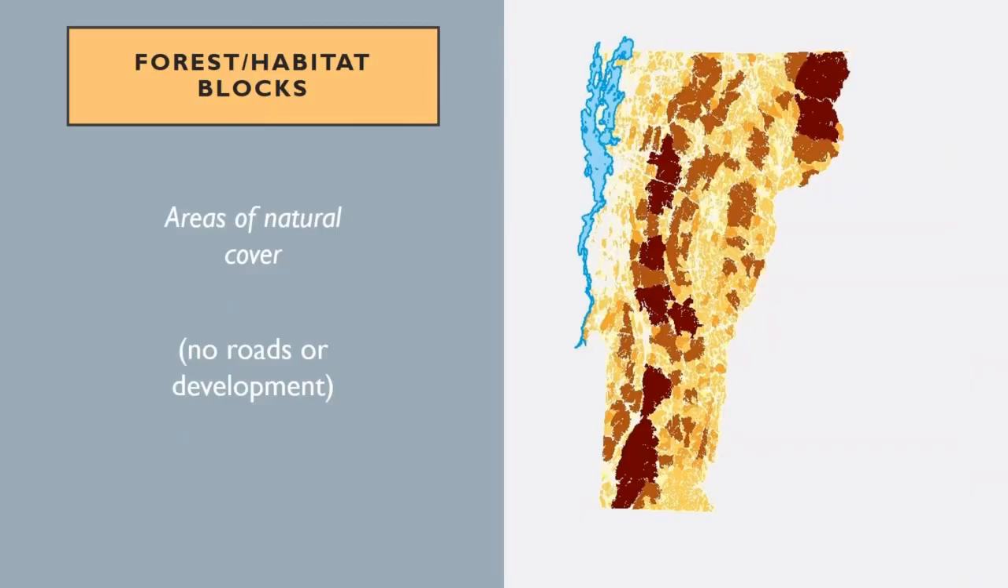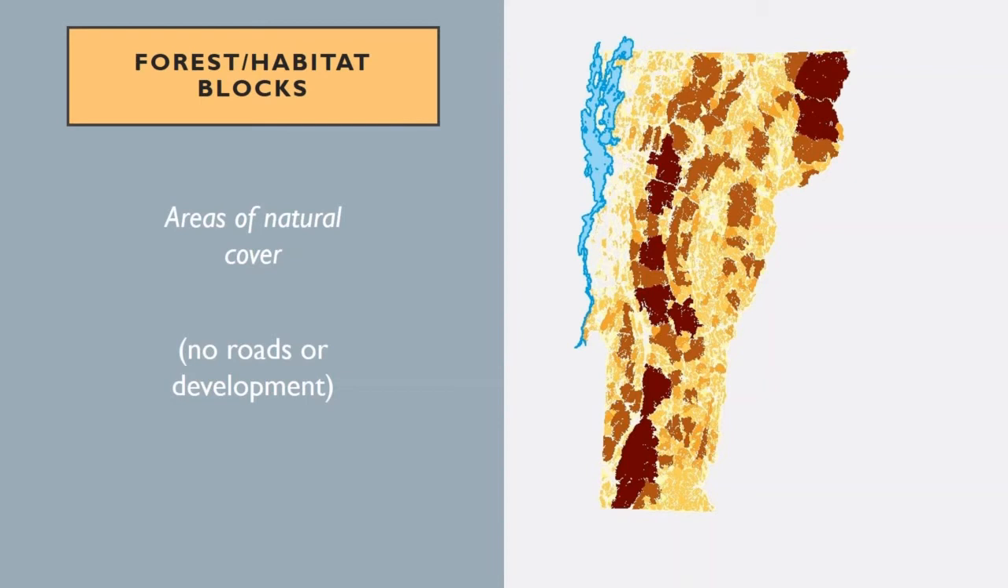We'll start with a map called forest blocks, or we call them habitat blocks, because really a lot of these blocks include things like wetlands that are not your classic example of forest, even if they might have some vegetation. They're areas of natural cover, and as they're mapped, they don't show roads or development. They're surrounded by roads and development, but these blocks themselves contain no roads or development. And we've mapped all of those blocks in Vermont that are at least 20 acres of forest, where the smallest blocks are shown in yellow, and as the colors get darker, those blocks get larger.